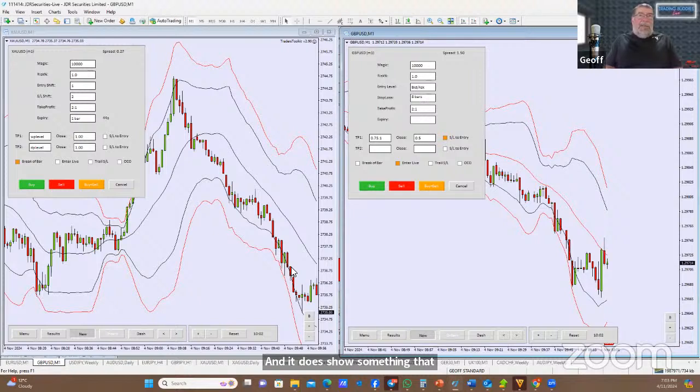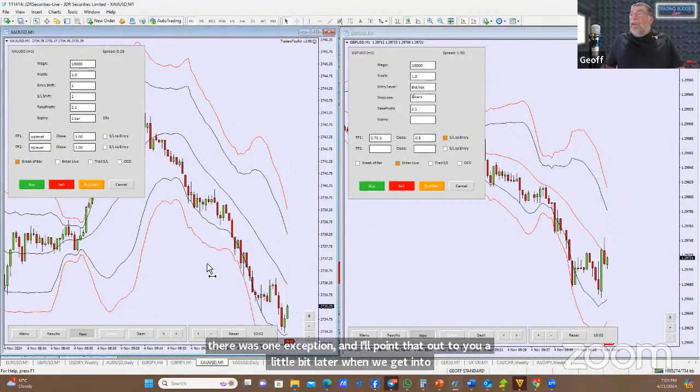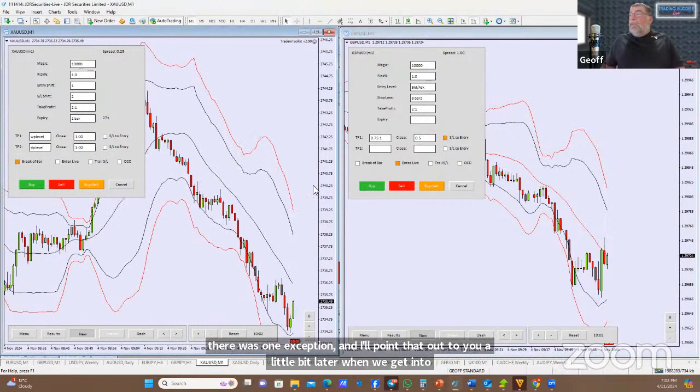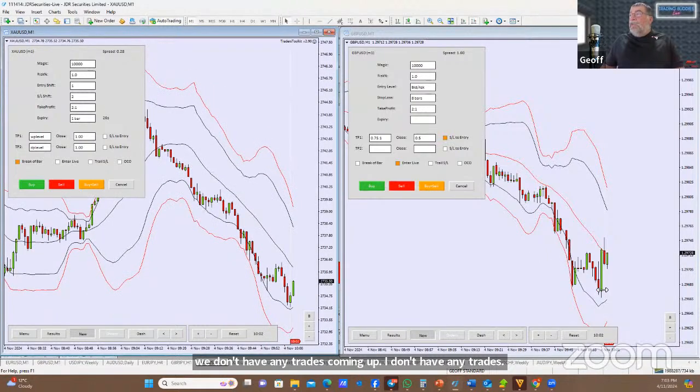I expected to see something common in all of those assets that I just mentioned, and mostly that was the case. But there was one exception, and I'll point that out to you a little bit later if we don't have any trades coming up. I don't have any trades at the moment. As I said, I'm not going to enter that one because we've now got a new low.